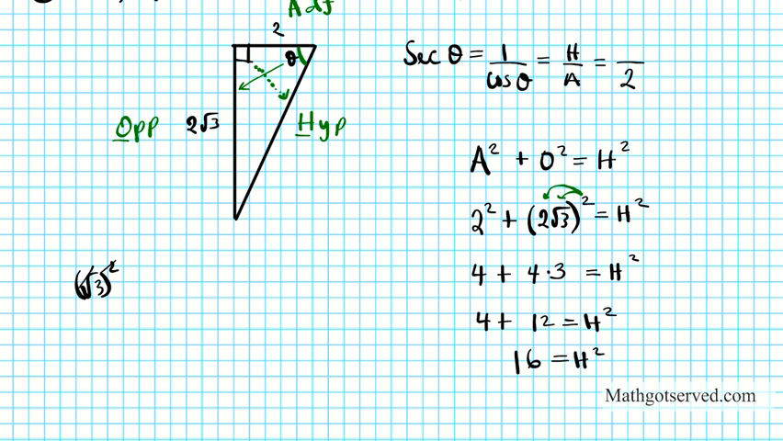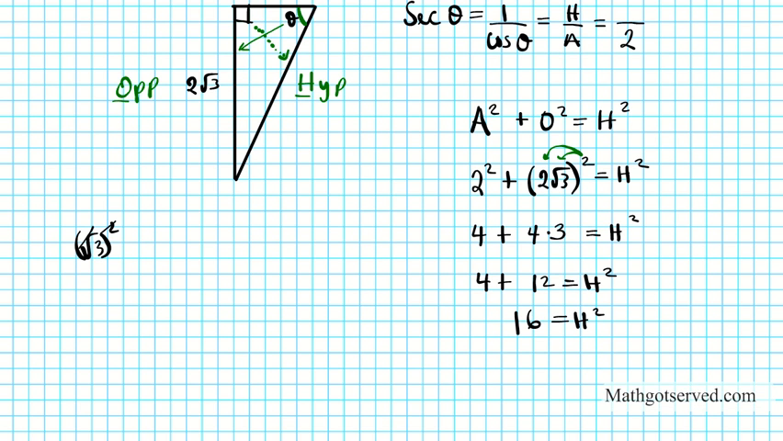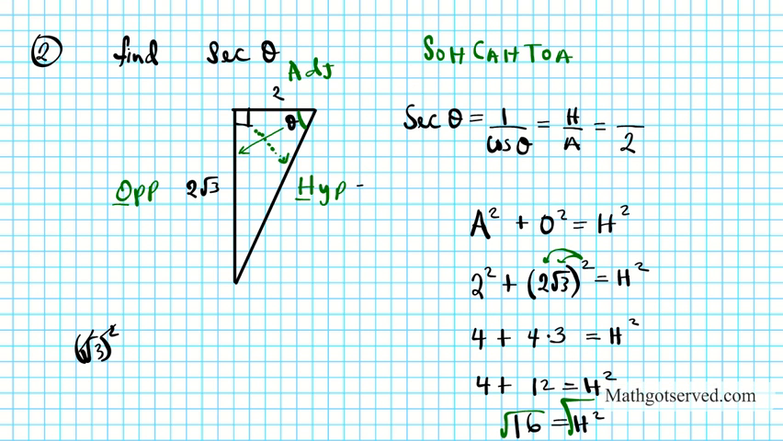16 equals h squared. So to get h by itself, I just take the square root of both sides. The root of h squared and the root of 16, and then I get h equals 4. So my hypotenuse in this case is 4. Alright, now let's figure out what secant is. Secant theta is hypotenuse over adjacent. Hypotenuse is 4, so we have 4 over 2. 4 divided by 2 is simply 2. What we do here is just divide the top and bottom by 2. Your answer, secant theta is 2.